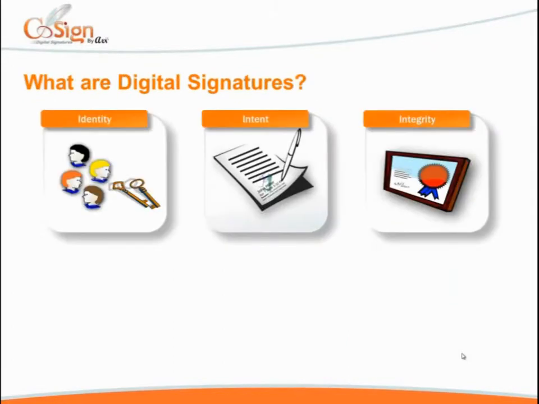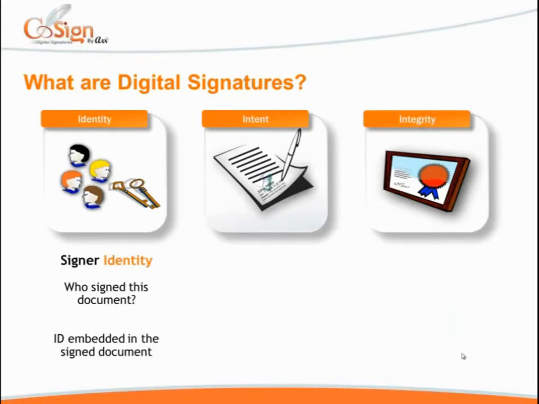So what are digital signatures? When we talk about digital signatures, we usually talk about the 3 I's of the signature. The first I is the identity of the user. The identity of the user that signed the document is being embedded into the document, and this way you can definitely know who the signer was when the signature took place.